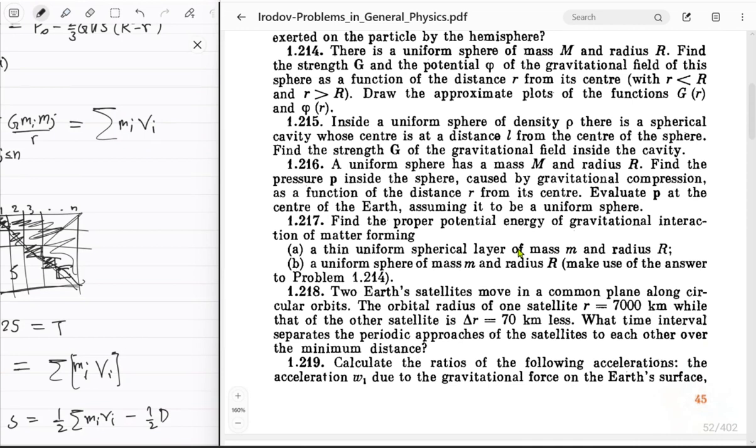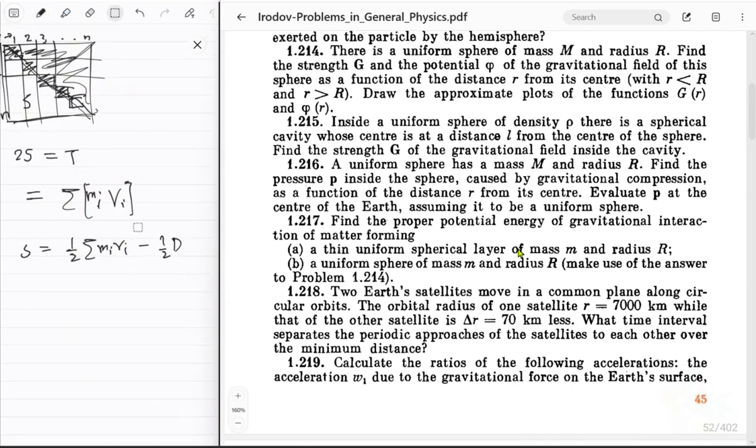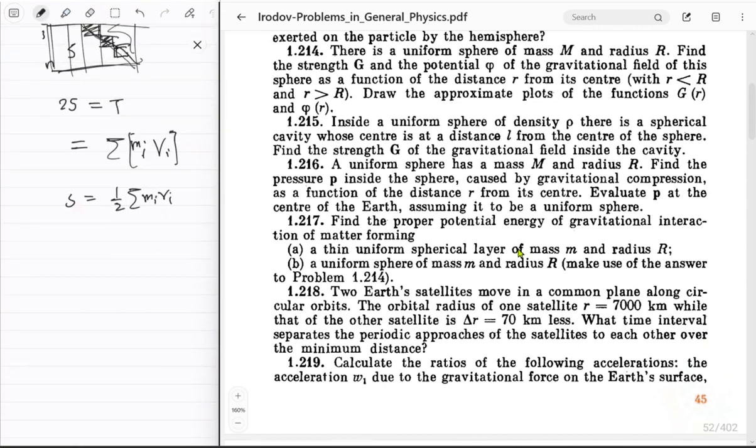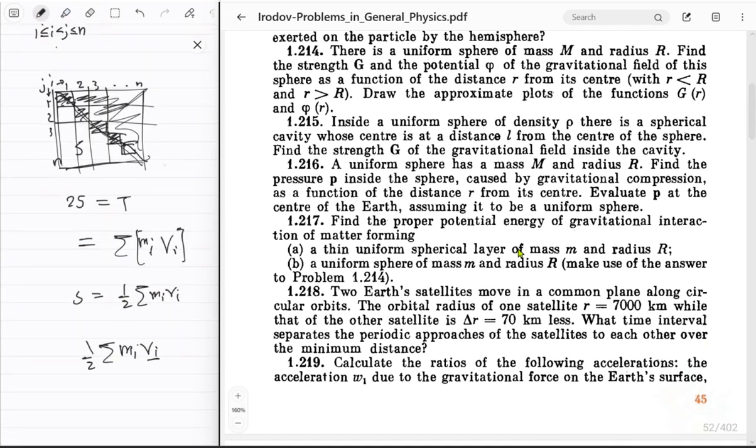Okay, so what we finally got is, we don't need this thing, it's just this. So the energy that we look for, our potential energy, is just equal to half summation of mi vi. Cool. But here's the catch. Vi is the potential because of all particles except the ith particle. So the one for which you are calculating the vi, you don't want that particle to be involved. Does that make sense?